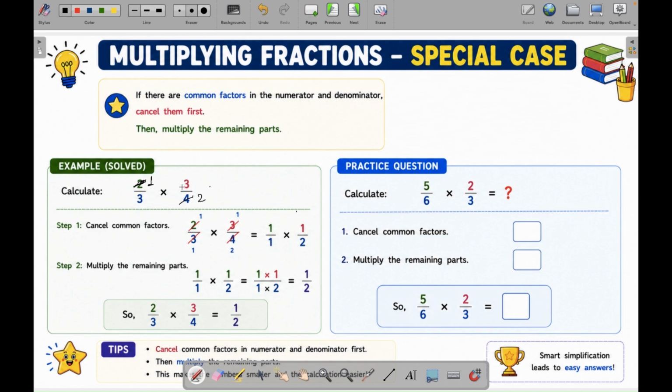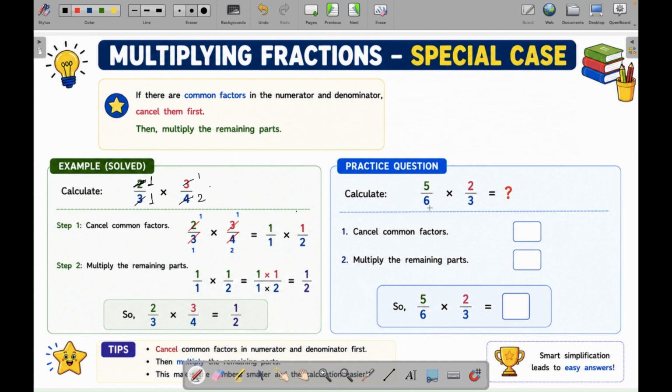Then similarly, 3 and 3, these two are divisible. So 3 ones are 3 and 3 ones are 3. How does this equation change now? It becomes 1 by 1 multiplied by 1 by 2. And how do we multiply such fractions? We multiply numerator with numerator and denominator with denominator. So this becomes half. So half is the answer.